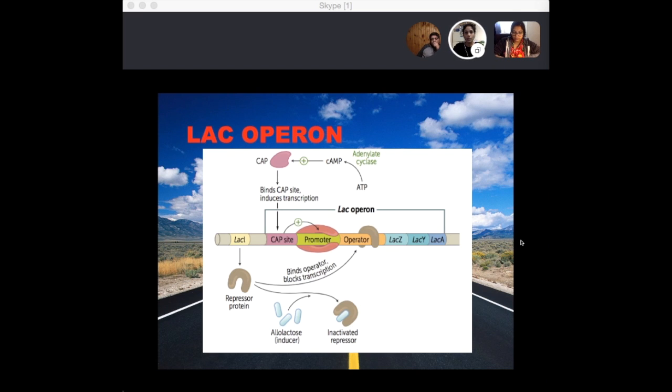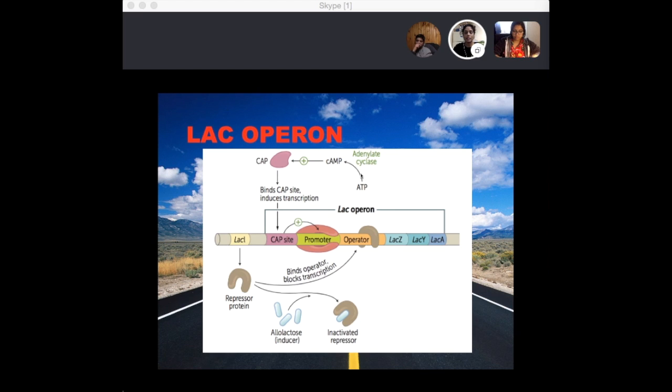Now, if glucose is present, we don't want to transcribe the genes because, of course, we have glucose. So we don't need to spend all this energy doing any of this transcription. And now I don't have a visual for this, but in addition, to make sure that if glucose is present none of these processes take place, glucose will bind to a site on adenylate cyclase. And so that's going to prevent the CAP protein from binding to the CAP site or recruiting RNA polymerase. And none of that will happen.